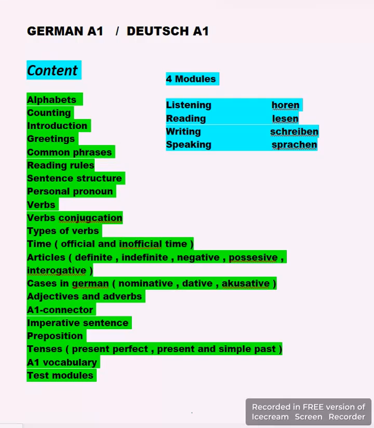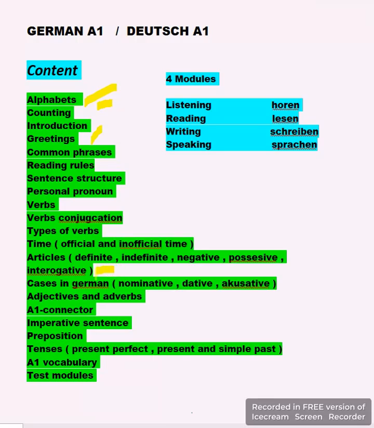First of all, we will be covering alphabets, then we are having counting, then introduction, then greetings, then common phrases, then reading rules, then sentence structure, of course, which is commonly, and then personal pronoun, then verb and verb conjugation, types of verb, time, articles: definite, indefinite, negative, possessive, and interrogative. These are the types of articles.